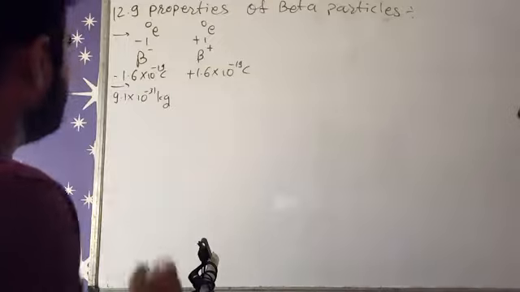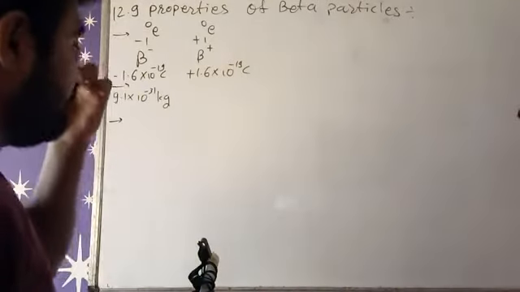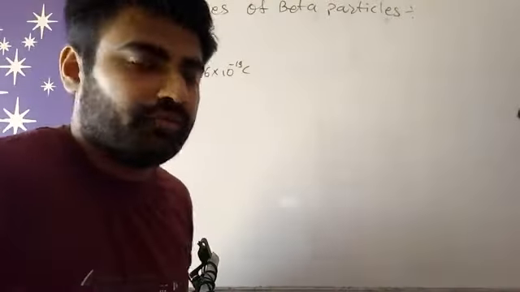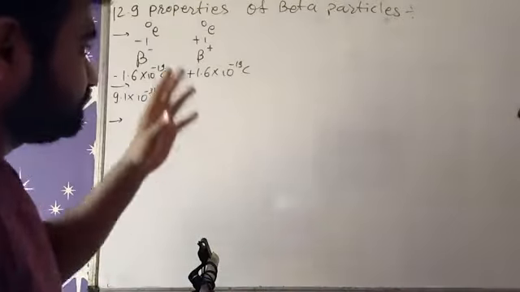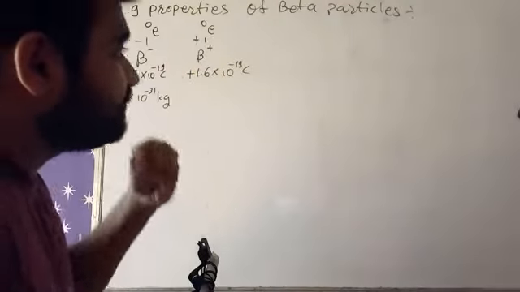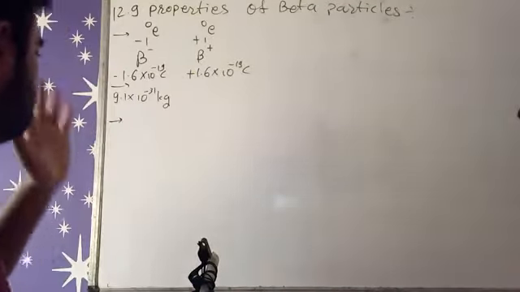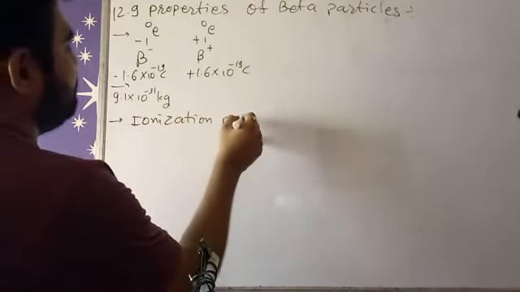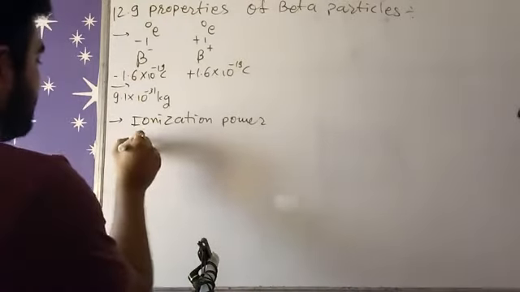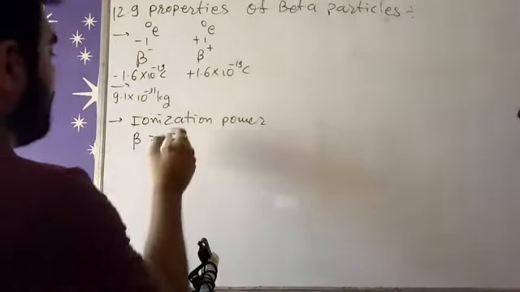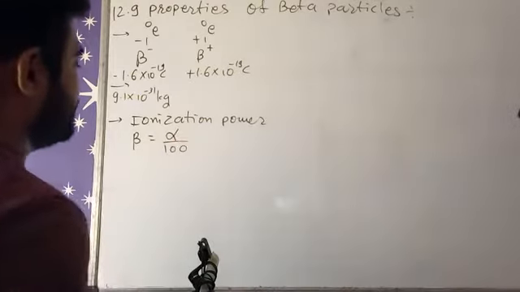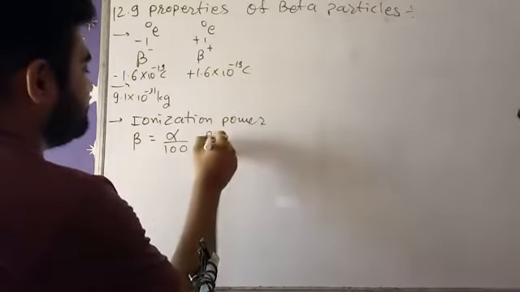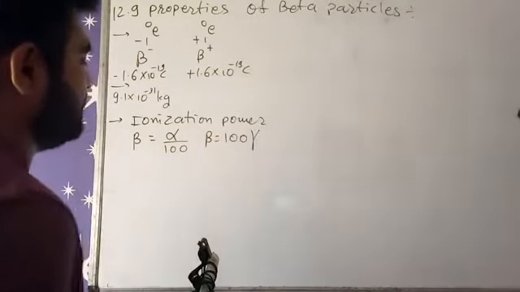Now beta particles, see, are very less in mass as compared to alpha particles that we know, right? So that's why beta particles can penetrate more than alpha particles. If we are talking about ionization power of beta particle, beta ionization power is equal to alpha by 100, because alpha having more charge, that's why alpha having more ionization power, and beta is equal to 100 times of gamma particles.